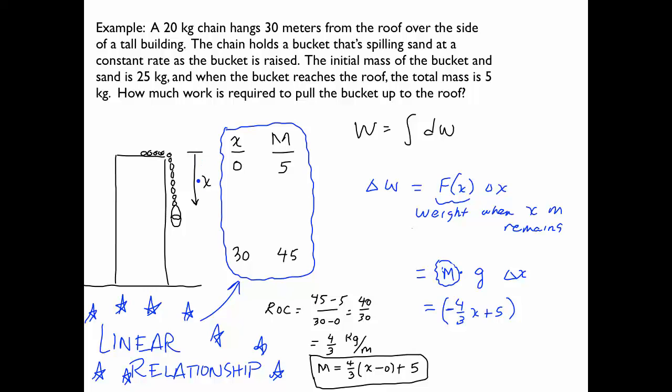No, so it's positive because of the way I'm oriented x. So if I do 45 minus 5 or 30 minus 0, it is positive. So it's the way I've oriented my x. So according to how I've oriented x, positive going down the building, it is positive 4/3.